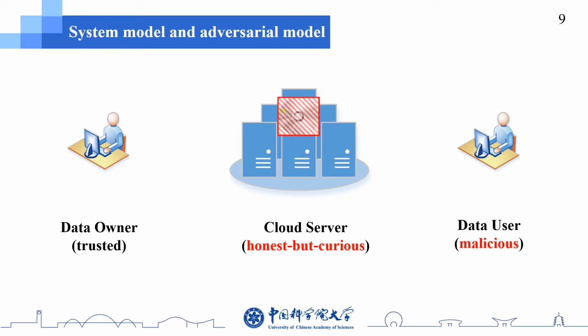The data user can use the file, but the malicious data user attempts to become the data owner. Besides, it's curious about the content of the original file belonging to data owners. The communication channel is assumed to be protected by SSL and TLS.